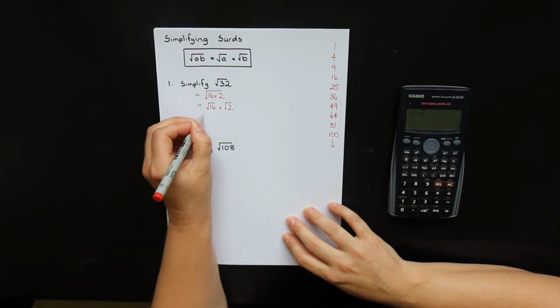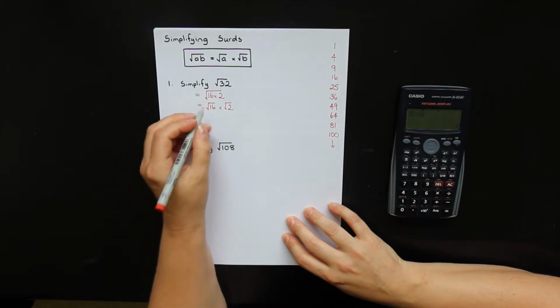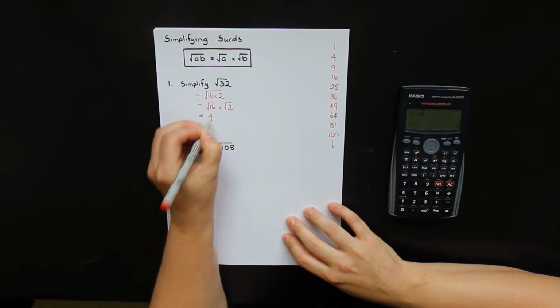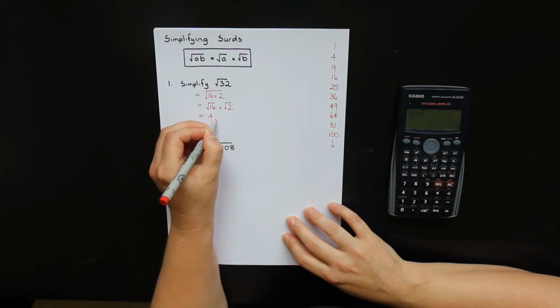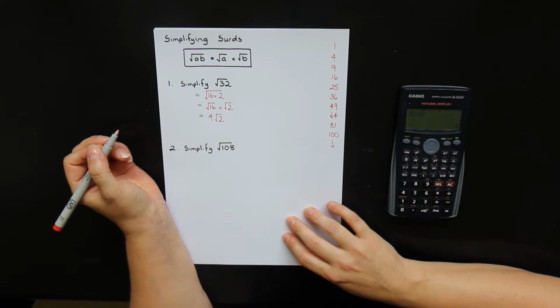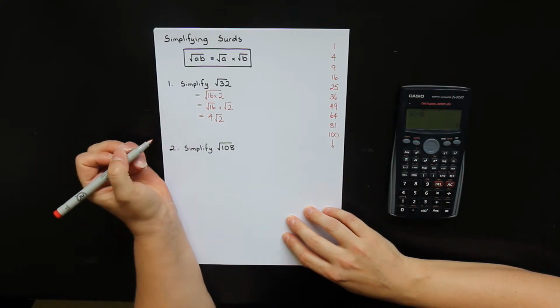And then I can square root 16. Because it's a perfect square, the square root of 16 is 4. I cannot square root 2 without getting a decimal number, so I write root 2 after it. And that is a simplified surd. The square root of 32 simplifies to 4 root 2.